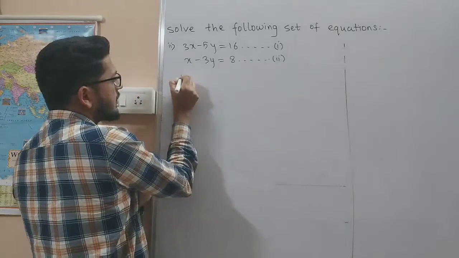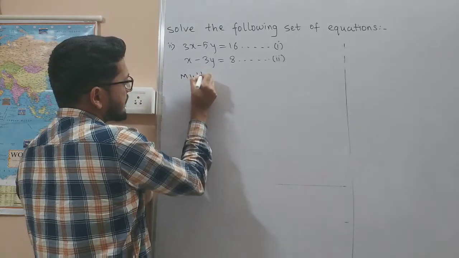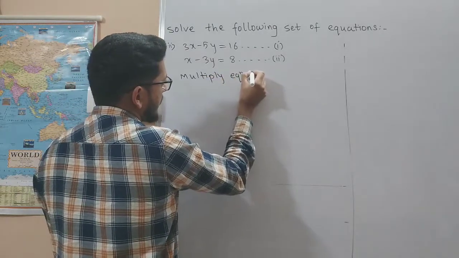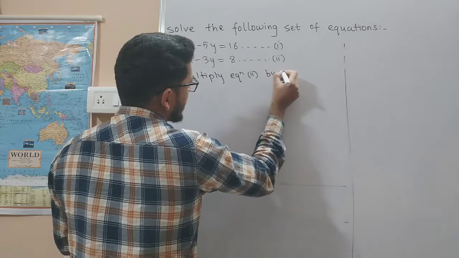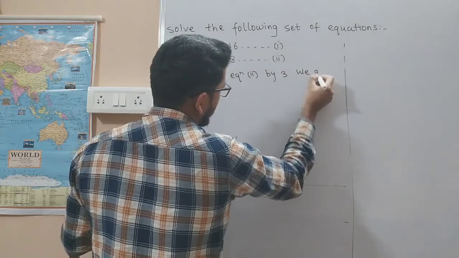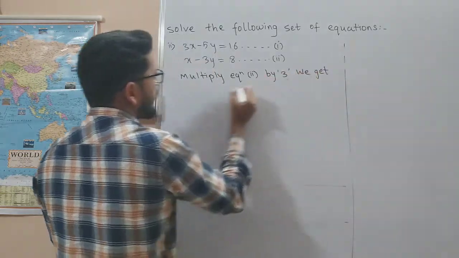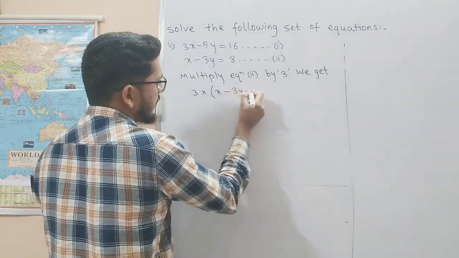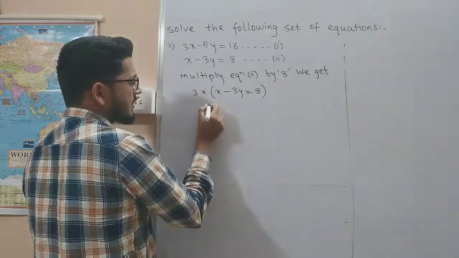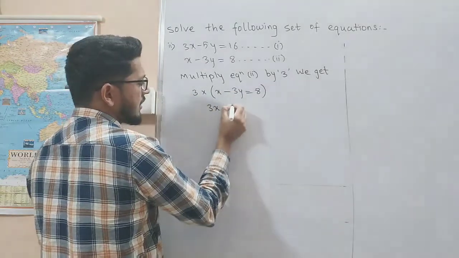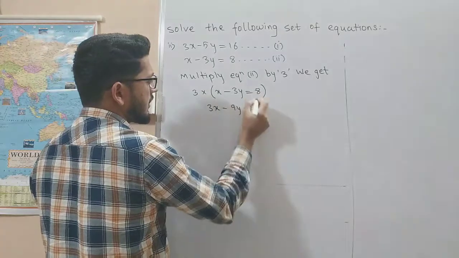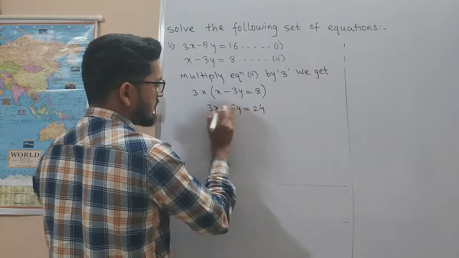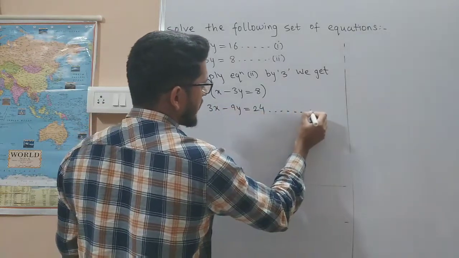So we'll write here multiply equation number 2 by 3. We get, ठीक है. If we multiply equation 2 by 3 तो 3 bracket x minus 3y equal to 8. Then we'll multiply 3 into x is 3x minus 3 3s are 9y is equal to 3 8s are 24. Call this as equation number 3.